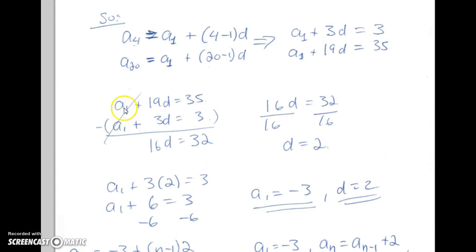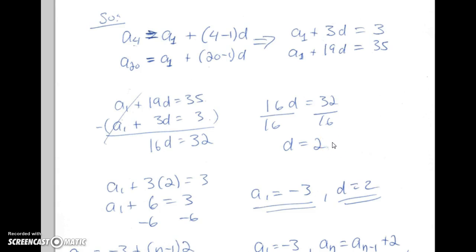And I just subtract this equation from this one, the whole equation. So this minus this, this minus this, and so on. So a sub 1 minus a sub 1, guess what? We eliminated that. So now we're down to one variable. 19d minus 3d is 16d. 35 minus 3 is 32. So 16d equals 32, divided by 16. Each term as we go is plus 2, plus 2, plus 2. There's our common difference of 2.